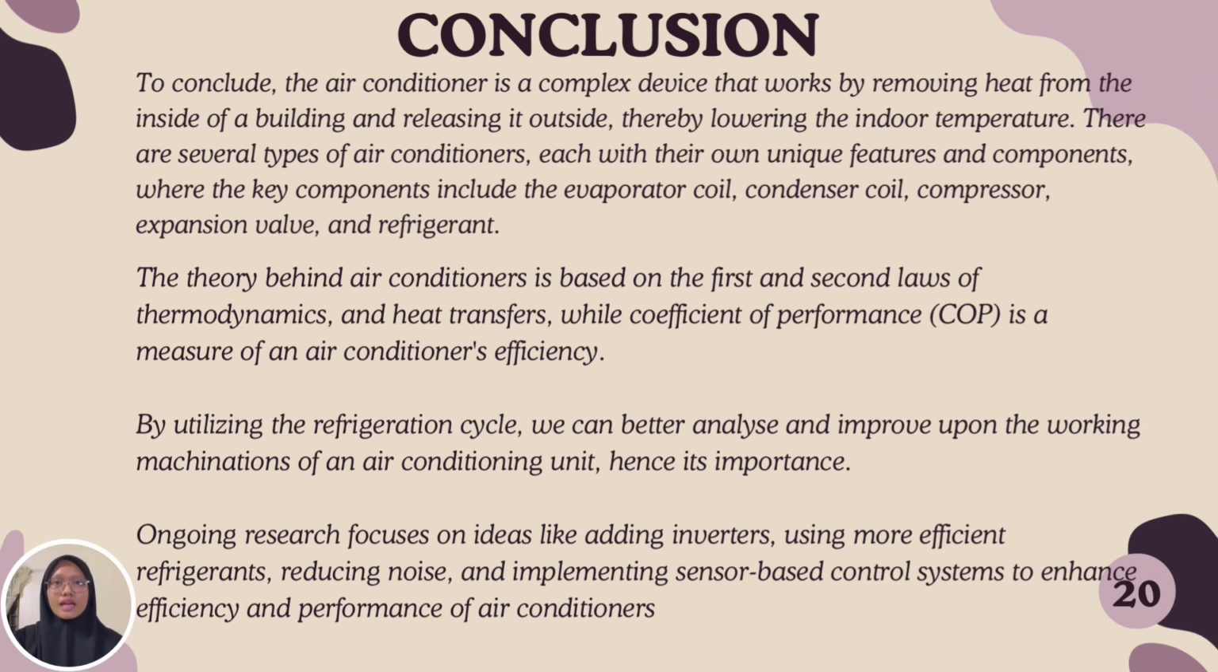To conclude, the air conditioner is a complex device that works by removing heat from the inside of a building and releasing it outside, thereby lowering the indoor temperature. There are several types of air conditioners, each with their own unique features and components, where the key components include the evaporator coil, condenser coil, compressor, expansion valve, and refrigerant. The theory behind air conditioners is based on the first and second laws of thermodynamics and heat transfer, while coefficient of performance is a measure of an air conditioner's efficiency.